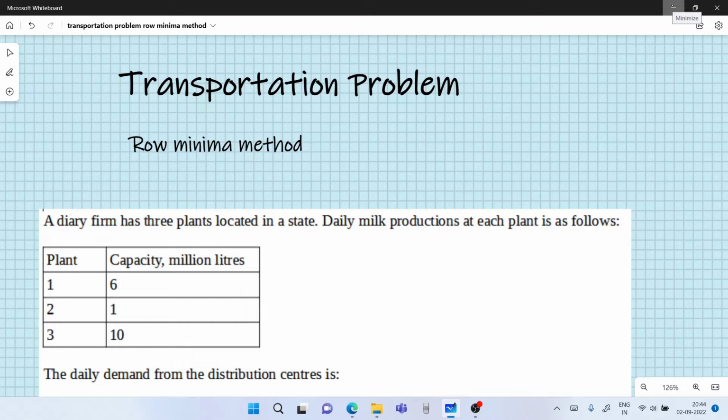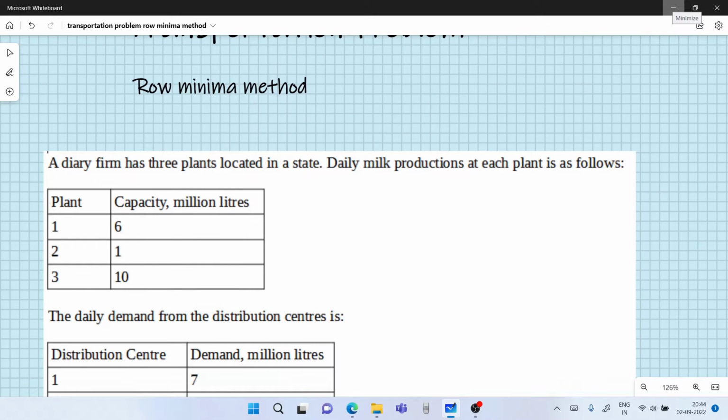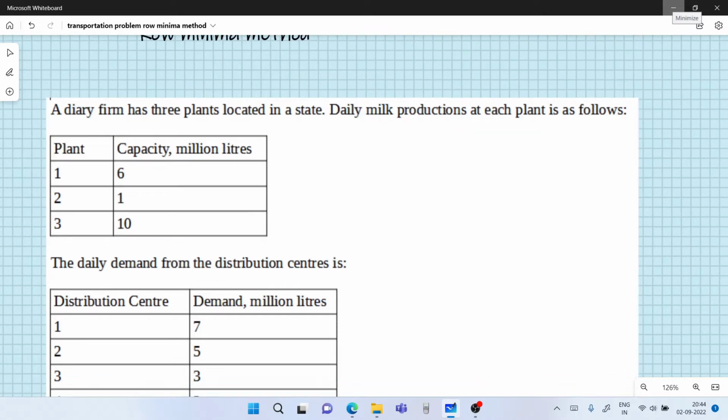Today we look into a transportation problem. We will solve this transportation problem using the row minima method. This is best explained by using an example. The example is on the screen.